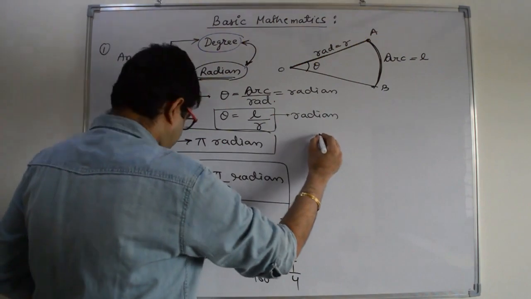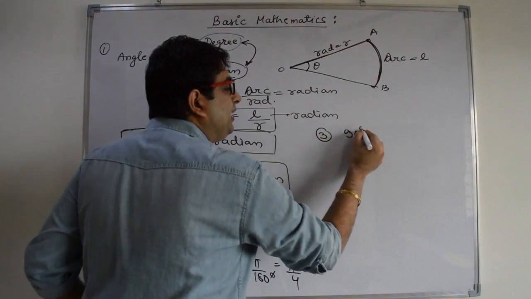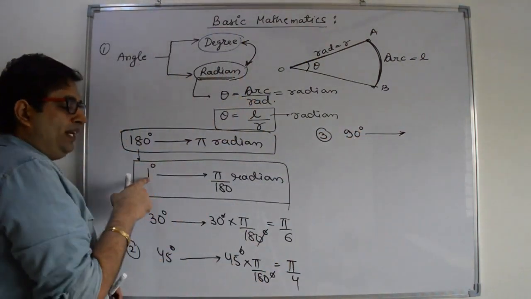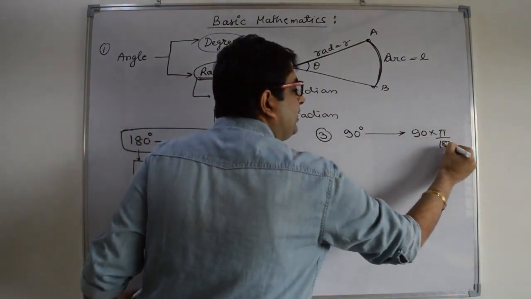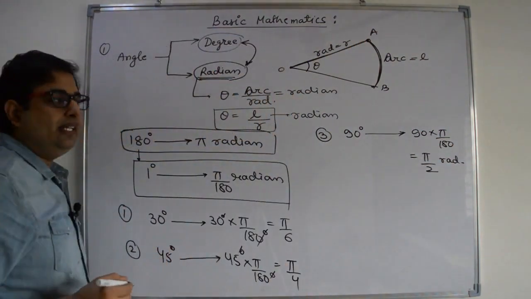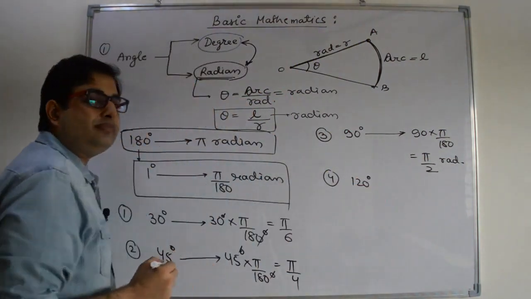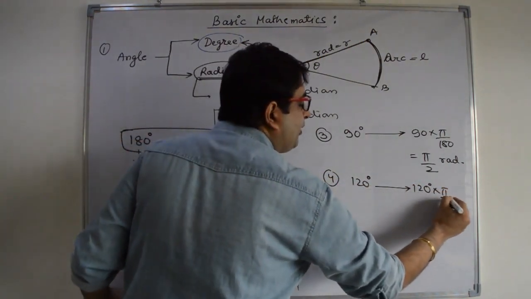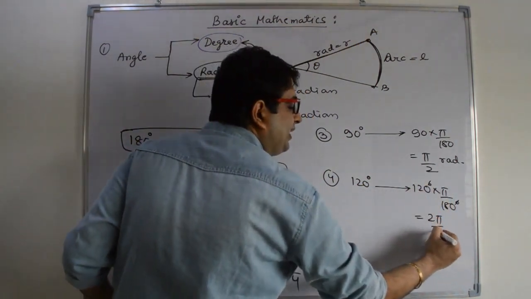Let us take one more example. Third example, I am taking 90 degree. 90 degree is how much radian? 1 degree is this much radian, so 90 degree is 90 into pi by 180, that is pi by 2 radian. Similarly, you can calculate 120 degree. 120 degree is how much? 120 into pi by 180. Degree will cancel out and you will get 2 pi by 3 radian.